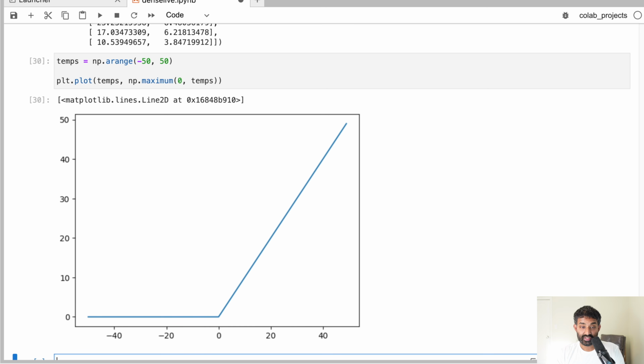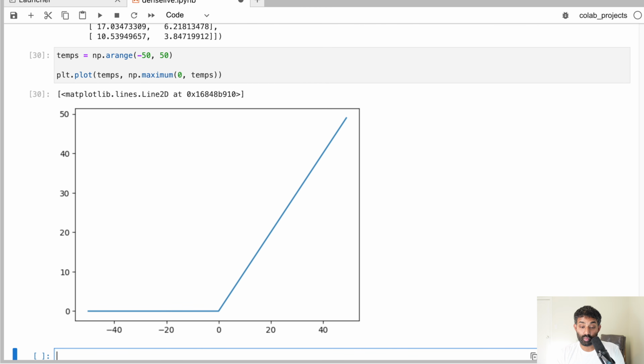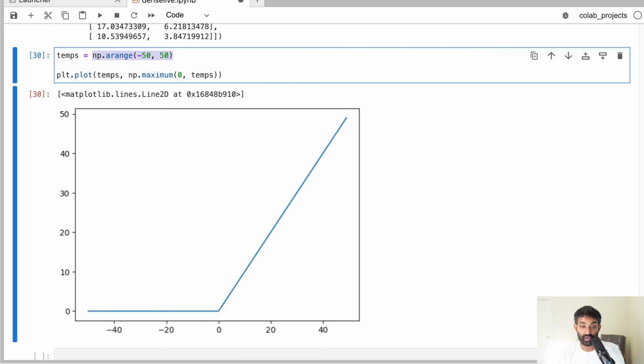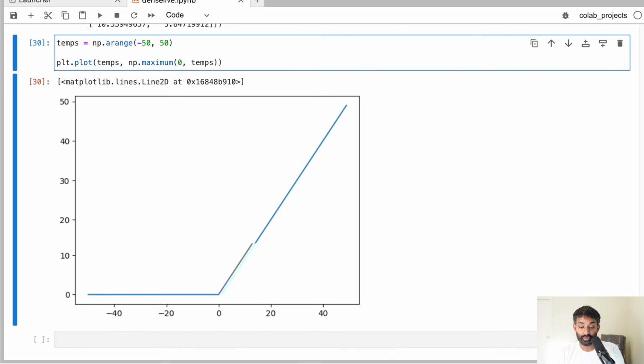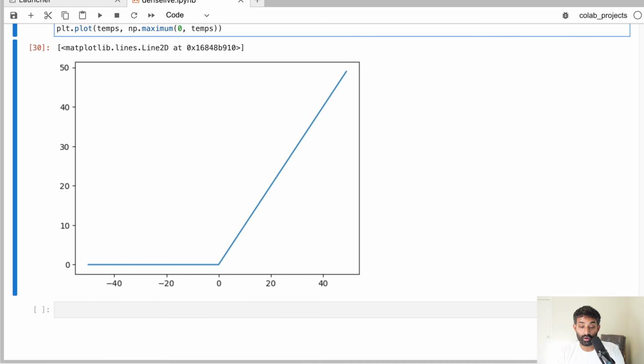All right, and in this particular case, the slope is 1, right? Because of how we arrange these temperatures. The arange function gives you values with a gap of 1 between them. So the slope of the ReLU function is 1 or it is 0, which means the derivative is 0 or 1.